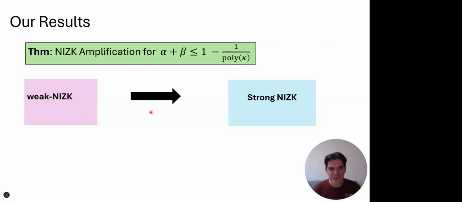And that's exactly what we do. We prove a strong NISQ amplification theorem. That is, we can take a weak NISQ that has error which is almost 1, right? And take it all the way up to a strong NISQ where the error is negligible.